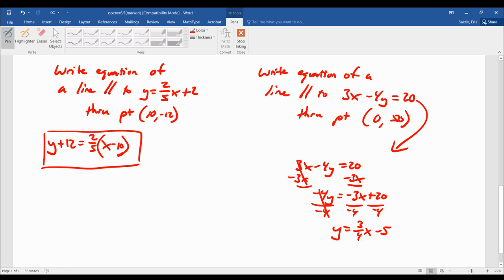Now we got to think about what form the equation is going to go in. Well, is there something special about this point? I'm hoping that you're going to say yes, because this is 0. If the x is 0, that means this value over here is the y-intercept. So we're going to use slope-intercept form. So y equals the slope 3/4 x plus 50. That's it.